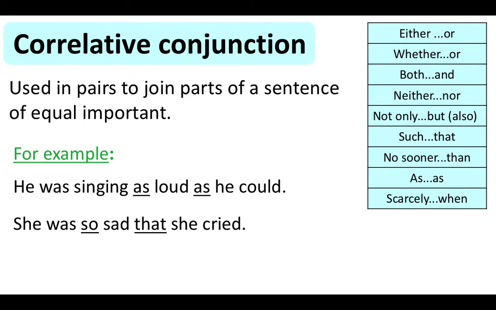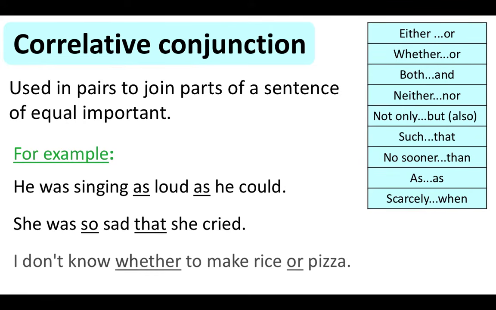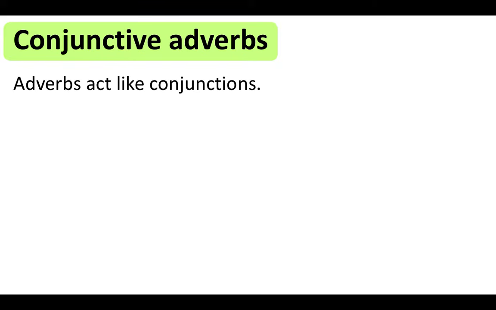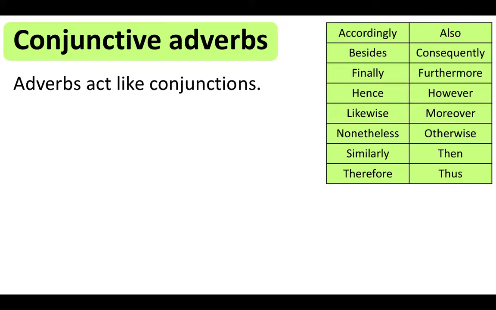She was so sad that she cried. I don't know whether to make rice or pizza. Conjunctive adverbs. These are adverbs that act like conjunctions. For example, accordingly, also, besides, consequently, finally, furthermore, hence, however, likewise, moreover, nonetheless, otherwise, similarly, then, therefore, thus.